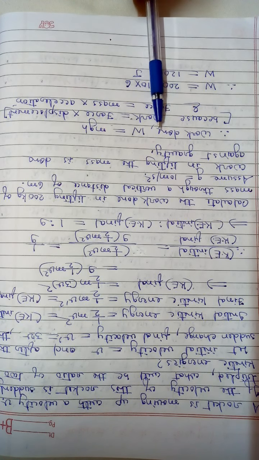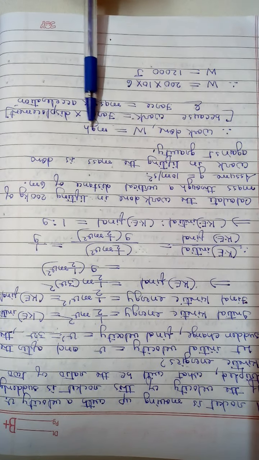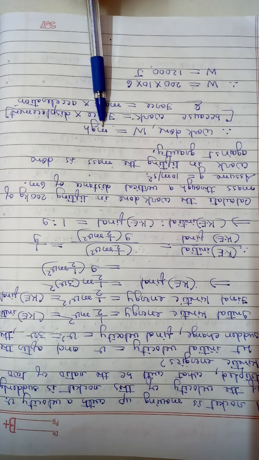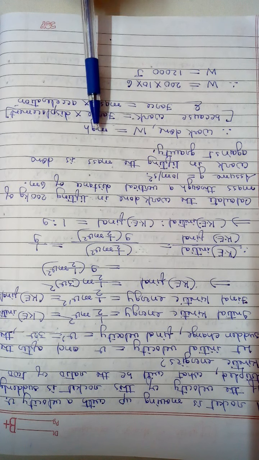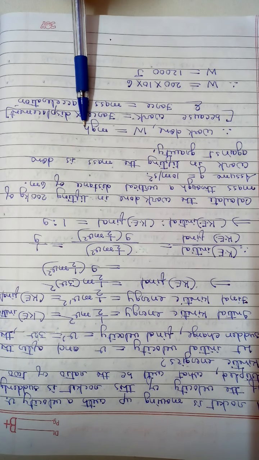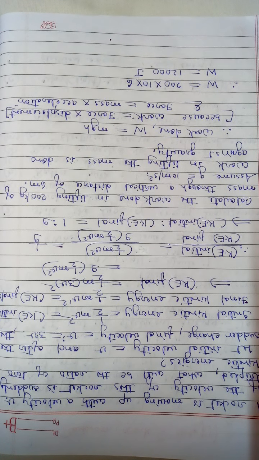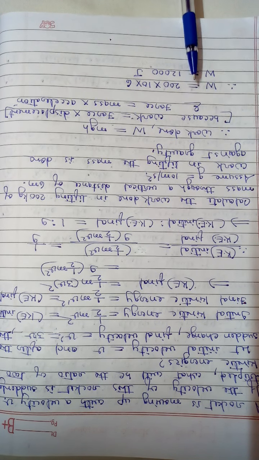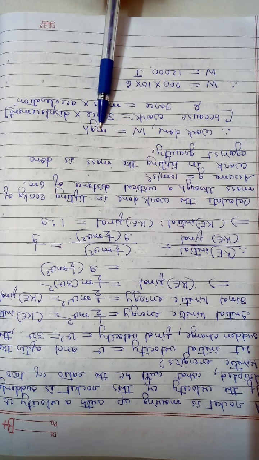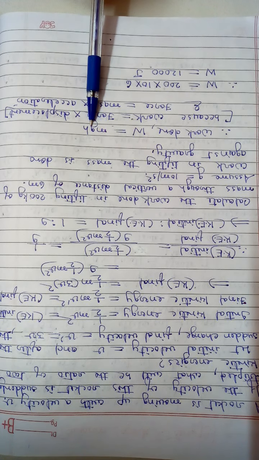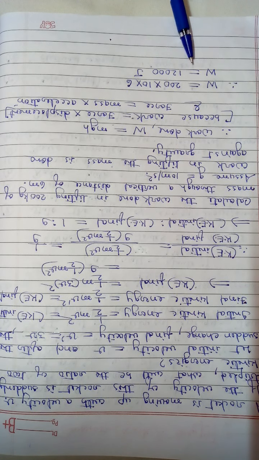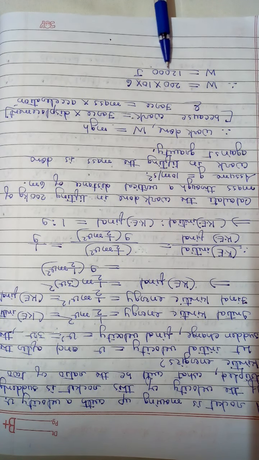So we will write the formula of work as force into displacement. So force, which is given by mass into acceleration, where m is the mass of the object, g is the acceleration due to gravity, and h is the height up to which that object has been raised up. So we can write W, work done, equals 200 in place of mass, 10 in place of gravitational acceleration, and 6 meter is the height. So we are getting work done equals 12,000 joule.